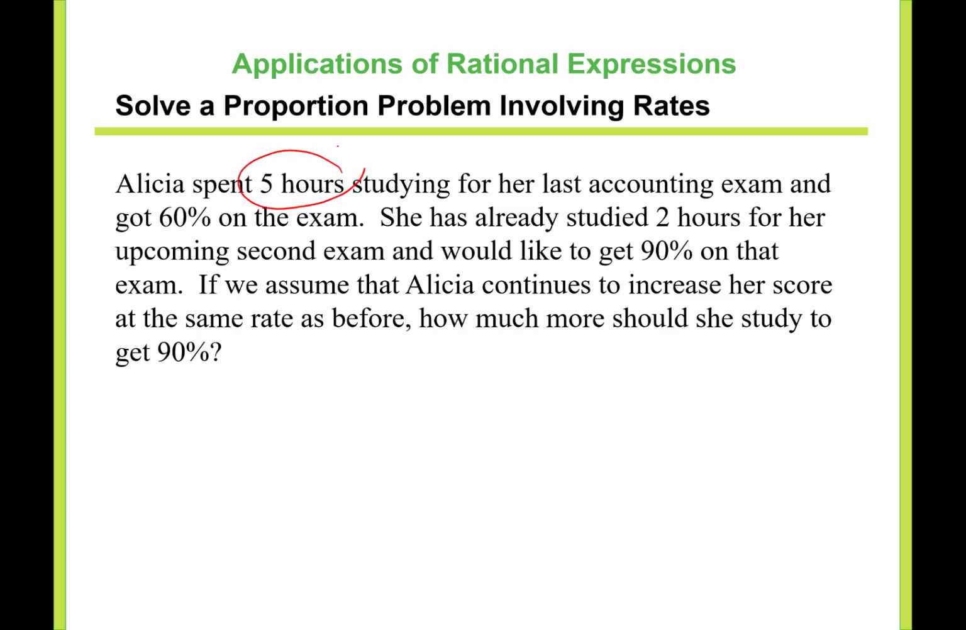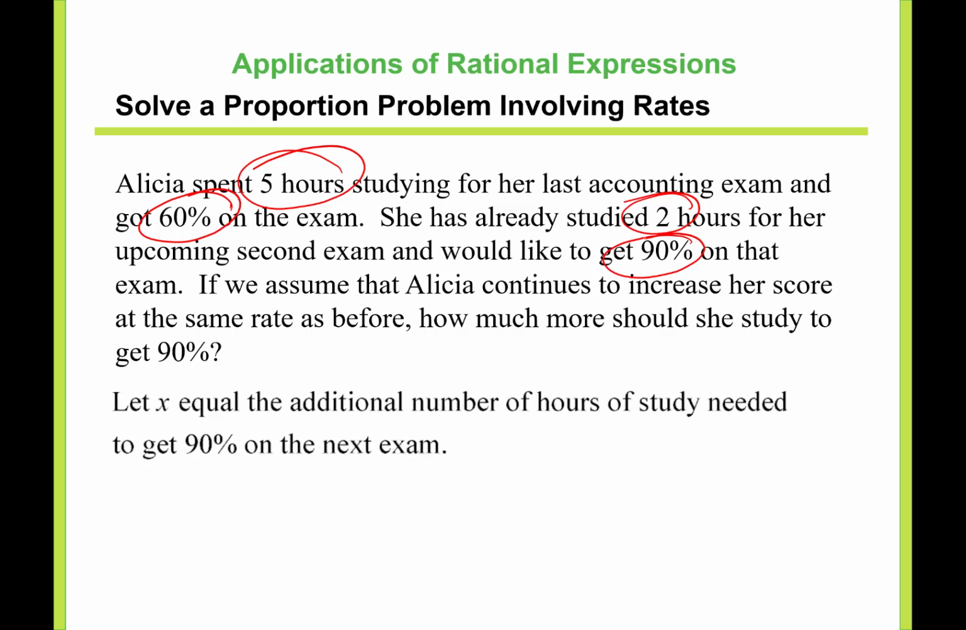Okay, so she already spent 5 hours for the last exam and she got 60. She already studied for 2 hours and she's desirous of getting a 90%. Now again, this is simply a proportion problem and we're just going to set the proportions up pretty easily.